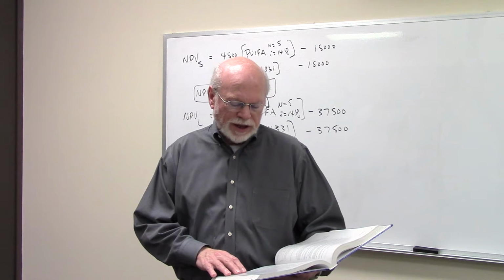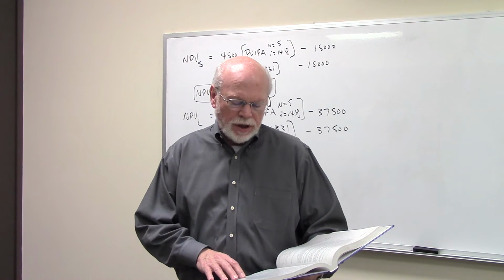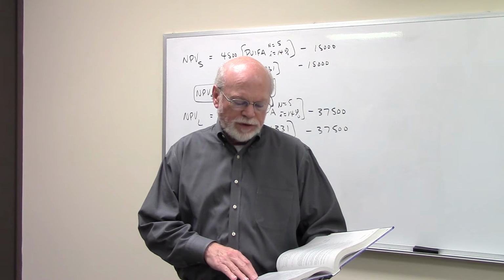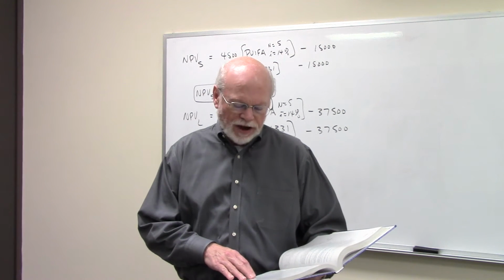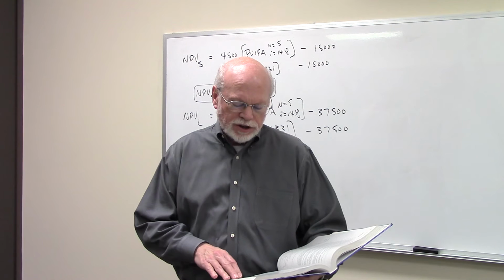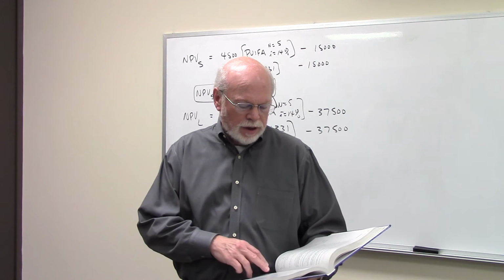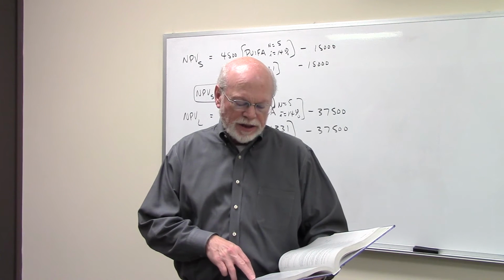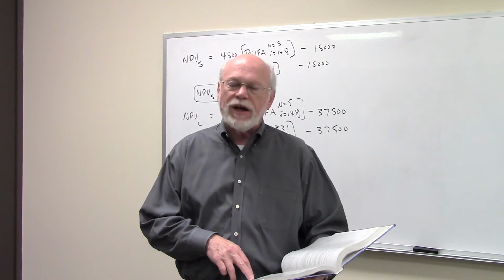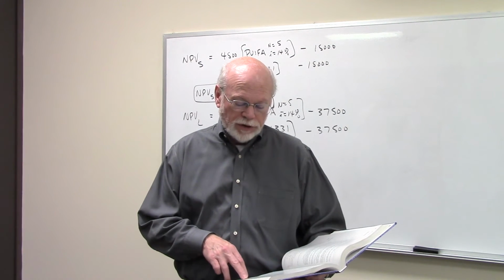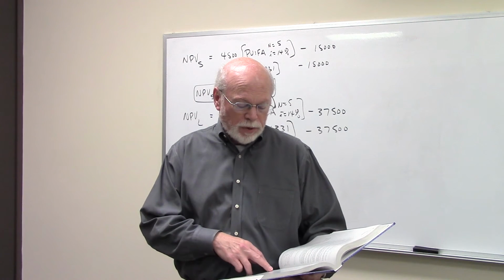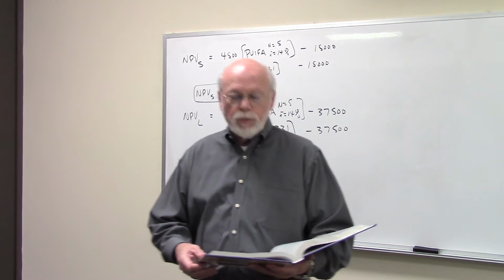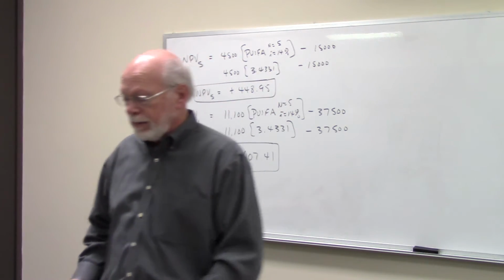Now, this problem reads like this. It says project S costs $15,000 and the expected cash flows would be $4,500 a year for 5 years. Mutually exclusive project L costs $37,500 and its expected cash flows would be $11,100 per year for 5 years. If both projects have a weighted average cost of capital of 14%, which project would you recommend and explain?